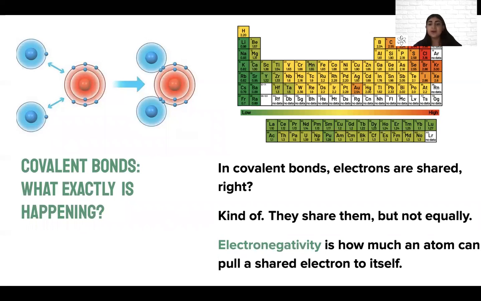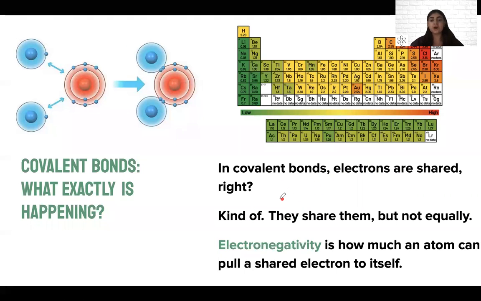So in a covalent bond, electrons are shared, right? I mean, we discussed this last time, how we have, for example, this is hydrogen, and this is oxygen. Oxygen is missing 2 electrons, and each hydrogen is missing 1, so they decided to share this electron pair between these 2 atoms and this electron pair between these 2 atoms. But we've talked about it as if electrons were shared equally.